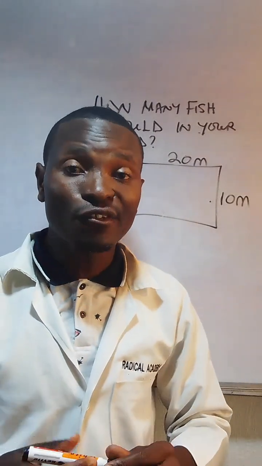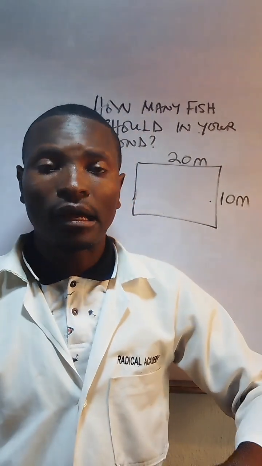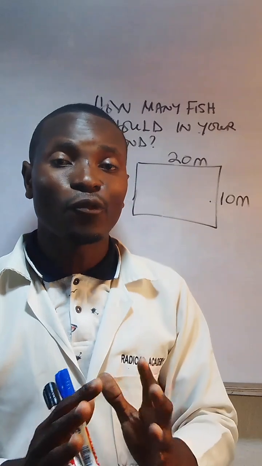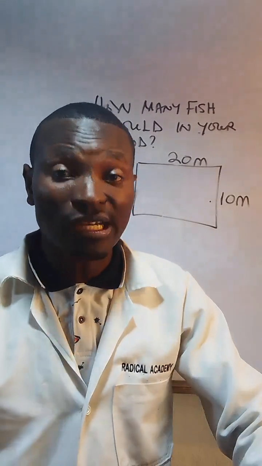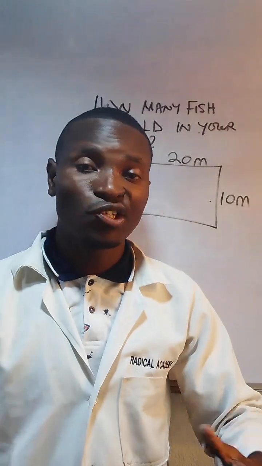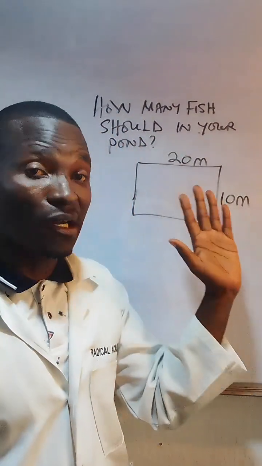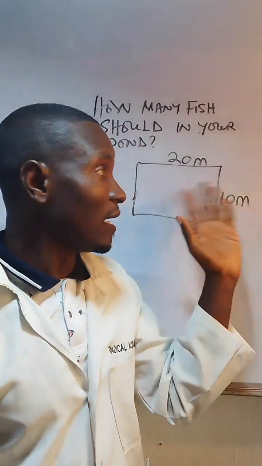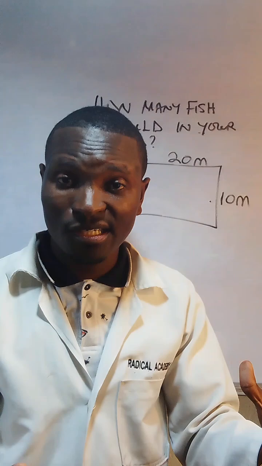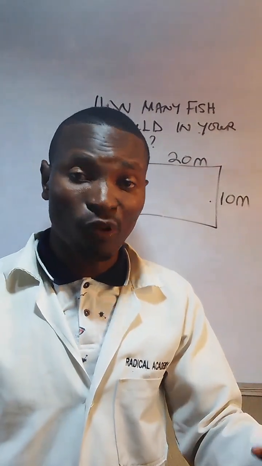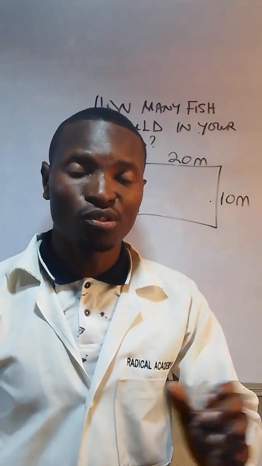Now remember, you have to be very careful when it comes to the shape of your pond and also the design. The rectangular pond is the common one because it is easier for you to calculate the number of fish that you can put into that pond. So let's say you have a fish pond with a length of 20 meters and a breadth of 10 meters. How many fish should you put in the pond?